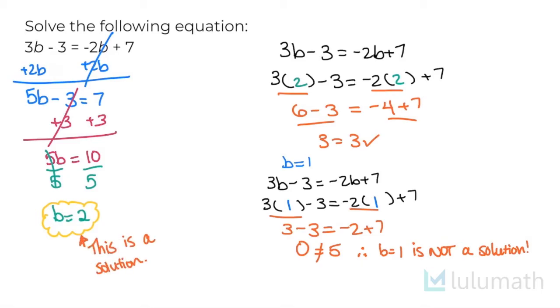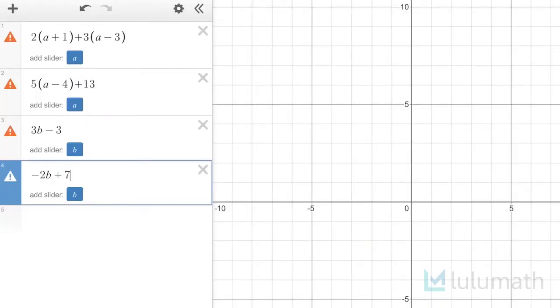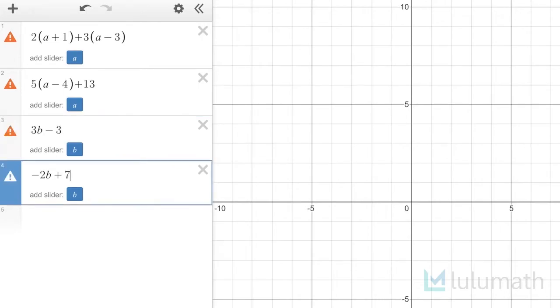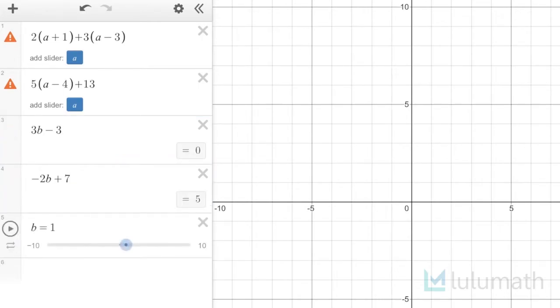And in fact, it's not a solution, it is the solution, the one and only answer that will satisfy this equation that we have here. So if you see here on this line right here, I wrote the left side of the equation. On this line, I wrote the right side of the equation. And I'm going to add a slider. And when b equals 1, we get 0 on one side, we get 5 on the other side, which is what we just showed right here.